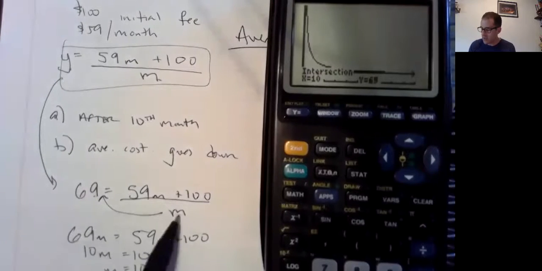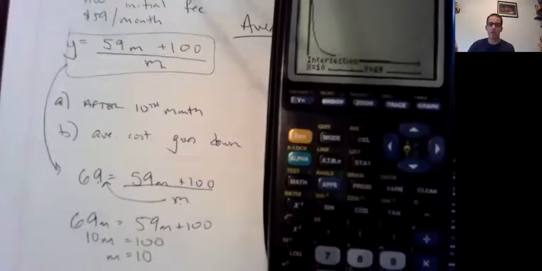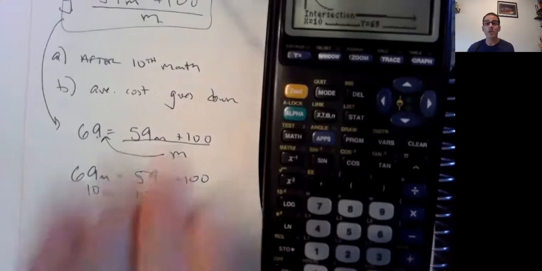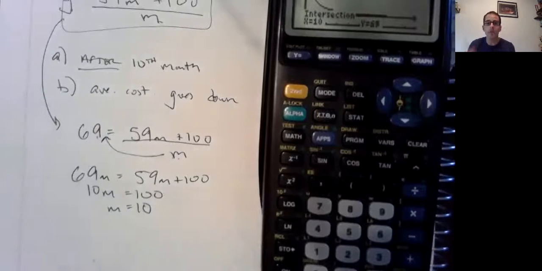So when is our average cost equal to $69? Just like we found on our calculator, fortunately, month 10. When will our average cost go below $69? Make sure you have the word after month 10. All right, so that's just a preview of average cost. We'll do some more in class if we have time.